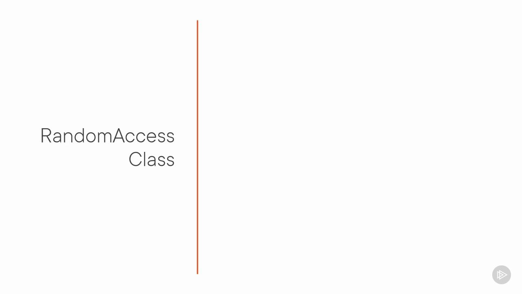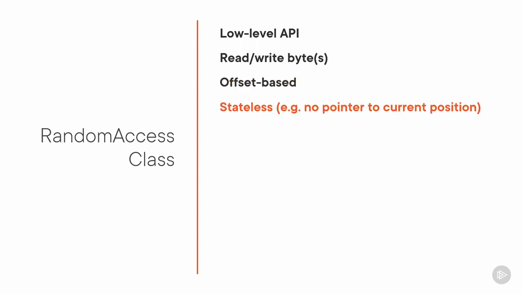It's also possible to perform thread-safe file input-output. The RandomAccess class was first introduced in .NET 6, and it consists of a low-level API that allows you to read and write bytes. This API is purely offset-based, and in this way it's stateless, so we don't get a pointer to the current position in a file. This allows you to perform thread-safe reading and writing for a given file.